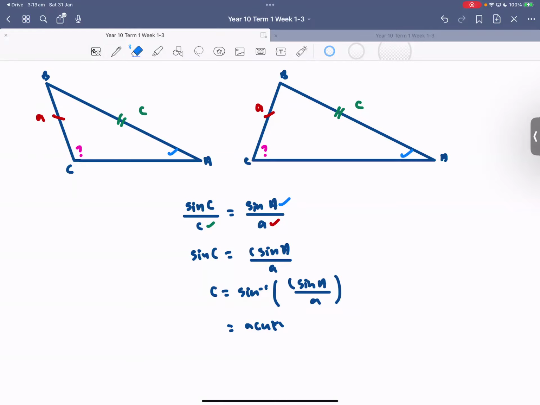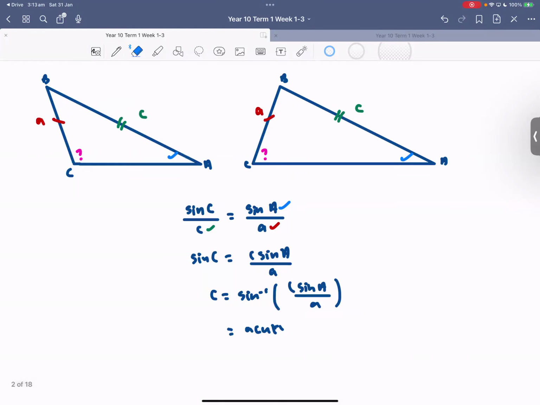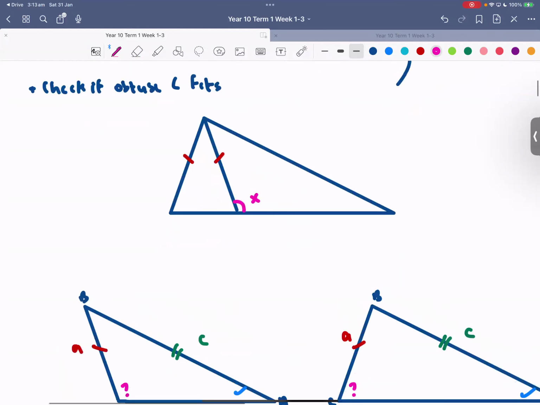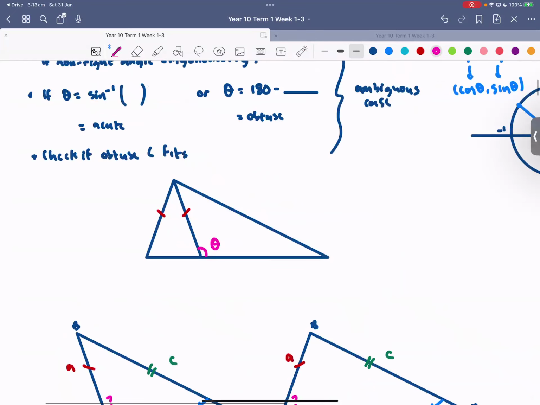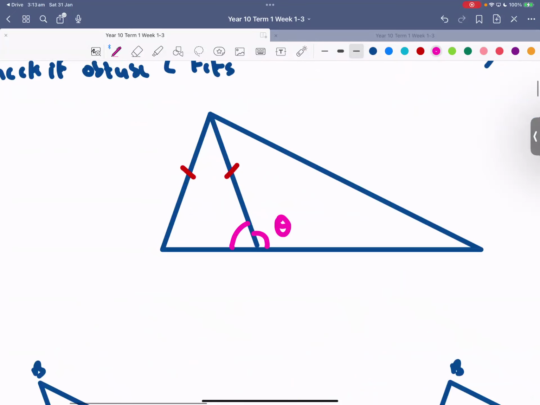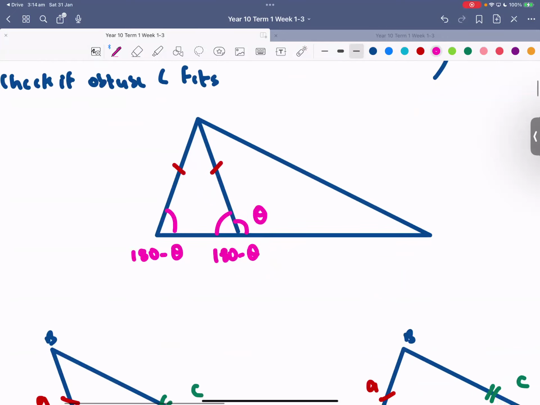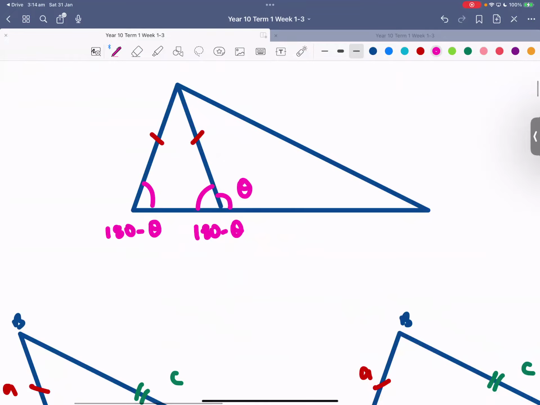But is there another one that possibly does fit? Yes, and we all agree. What angle would that be? I'm sure everyone in the class agrees that this is the acute version, that's the obtuse version. If this angle is x, or whatever, if I call this theta, can the class tell me what this is then? 180 minus theta. And being in an isosceles triangle over here, what's this one also then? 180 minus theta.